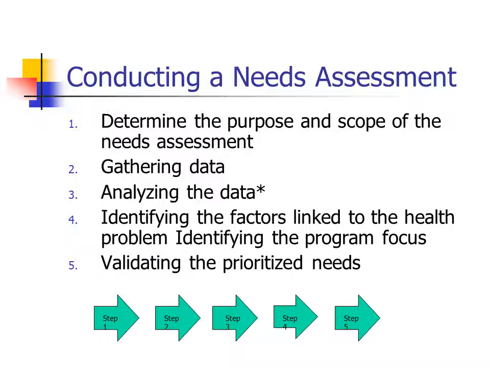We might use some kind of qualitative analysis if we're doing interviewing of people. And then sometimes it's important to identify those factors that are linked to the health problem so that we can identify our program focus. And then finally, we want to validate the prioritized needs. So determine the scope of our needs assessment, gather the data, analyze the data, identify the factors that are linked to the health problem so that we know what our program focus is going to be, and then we want to validate those prioritized needs.